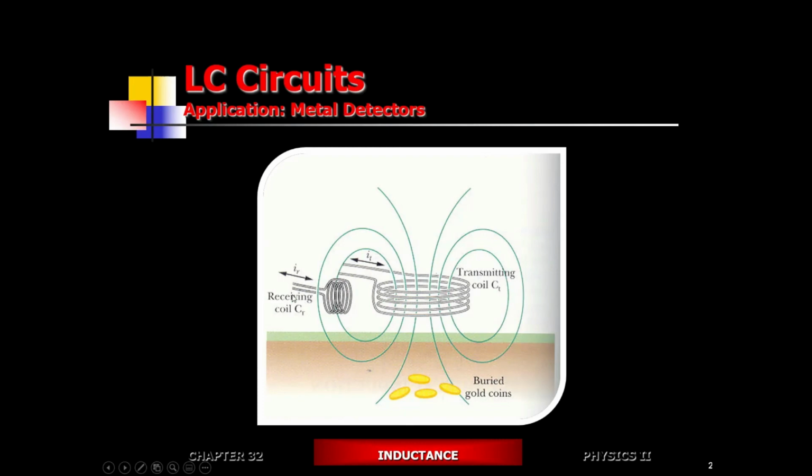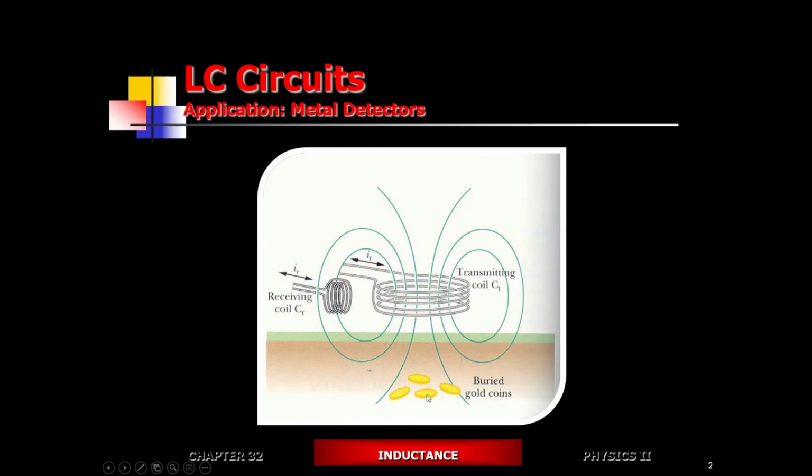Okay, I want you to notice that this receiving coil is oriented 90 degrees to the transmitting coil. The reason is because none of the magnetic field lines generated by the transmitting coil could be intercepted by the area of the receiving coil. So it's not going to cause any change in flux within the receiving coil.